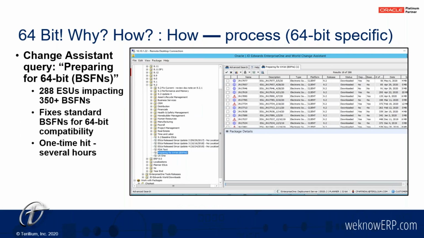Here is a graphic of what Change Assistant looks like. And you can see that if you drill in to 9.2 in Change Assistant, you will find a saved search for you that's called Preparing for 64-bit Business Functions. And when you click that search, you will then see a tab that has 288 ESUs that impact 350-ish business functions. And it fixes many of the standard business functions for 64-bit compatibility.